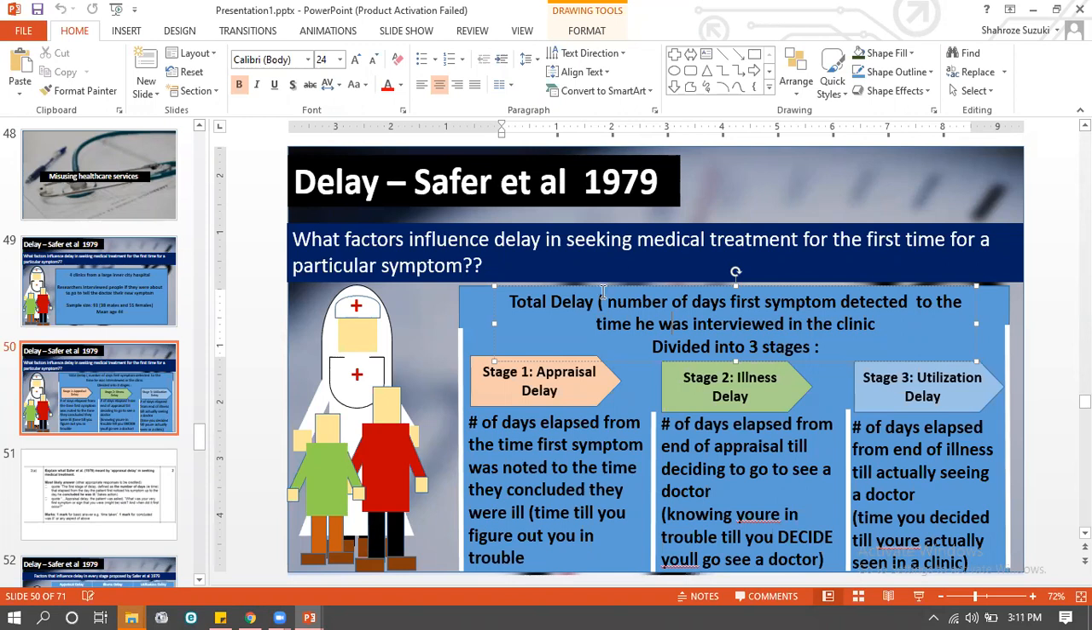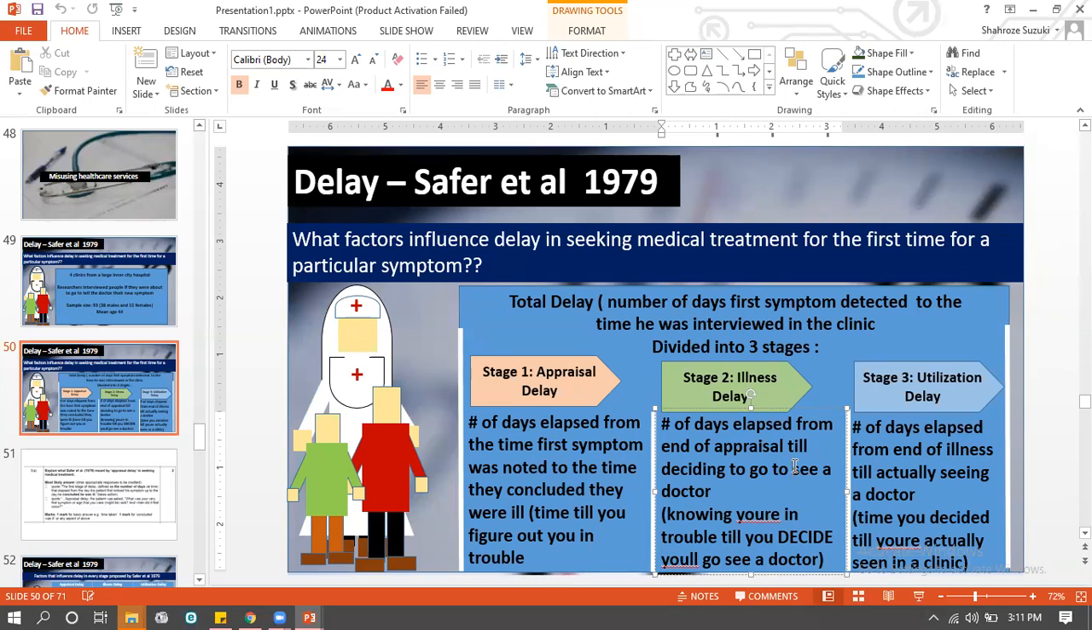Illness delay is that delay जहाँ पे from the day you realize in trouble till the day you decide to go to a doctor. ठीक है? Again, the day you realize you're in trouble till the day you decide to go to a doctor, right? I'm explaining this in easier words, but it's a proper terminology here. Number of days since the end of appraisal delay till the day you decide to go to see a doctor. हो सकता है कि बहुत सारे people realize कि they're in trouble, but they still don't decide कि they go to a doctor. Or हो सकता है कि they figure कि घर में बैठ के सही कर लेंगे, or we go to a pharmacy and buy medicines and घर में बैठ के सही कर देंगे, right? So deciding to go to a doctor may not be same as actually going to a doctor.